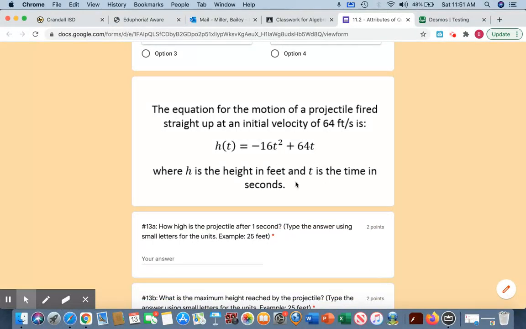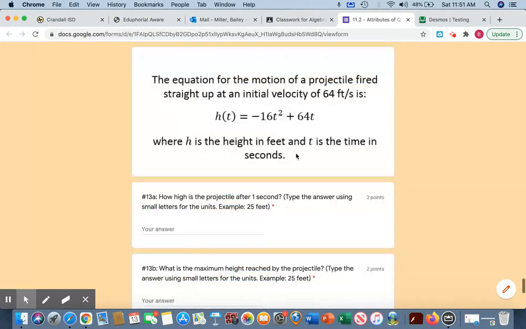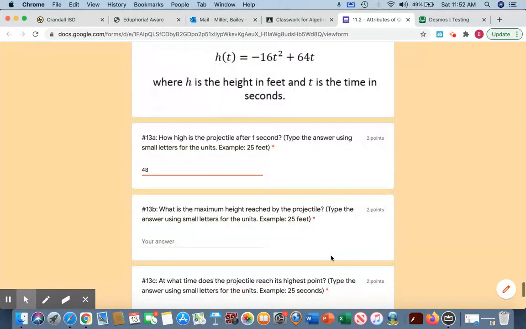This one you're using this formula here. It says how high is a projectile after 1 second? So your t is your time, right? So I'd plug 1 into here for my t and figure out what it would be. So negative 16 times 1 squared is just negative 16. Negative 16 plus 64 is 48. So I would just type in 48, and it'll accept 48, or if you want to type in like 48 feet, that works too. But it'll accept either one of those. And you would keep doing that for all of those.